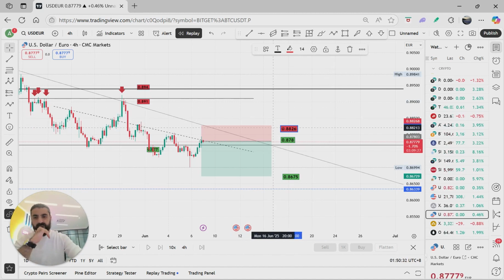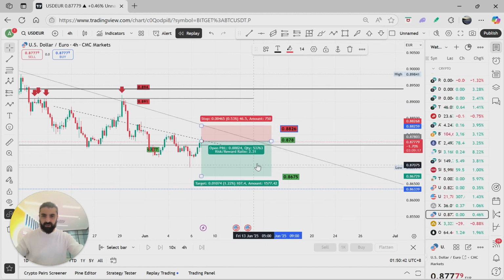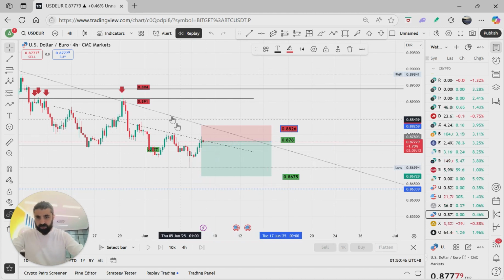So we will revisit this once either is hit, right? And our confidence level on this is roughly around 90+%. So we're pretty confident with this trade.